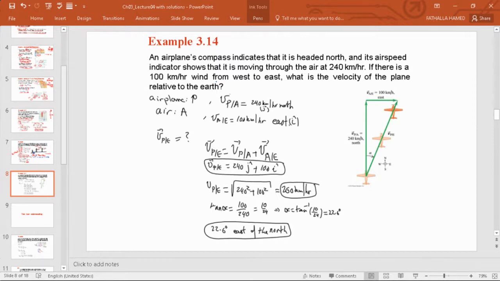So the plane indicates that it's moving where? It's moving north. The speed is measured inside the plane as 240 kilometers per hour. That's the indicator there. Relative to what? Relative to the air. But the air itself, there is a wind, and if you look at your direction, this is east, west, north, and south. And the wind is going this way, from west to east. That's the wind.